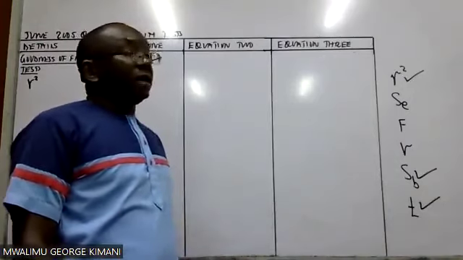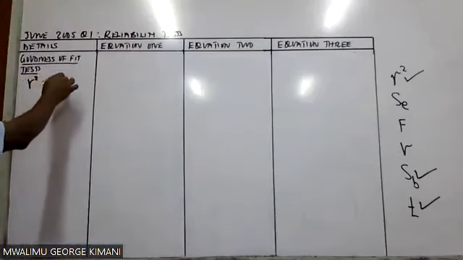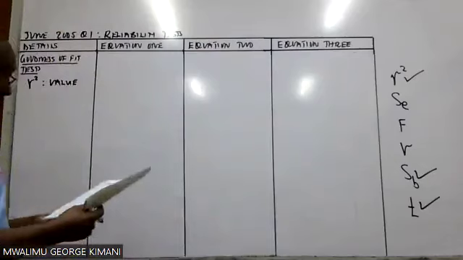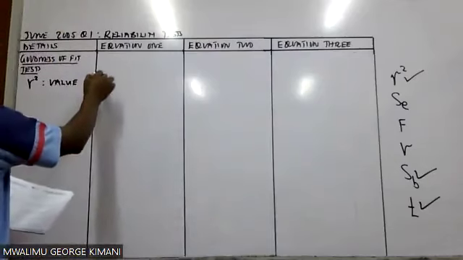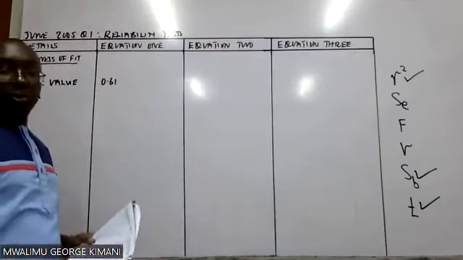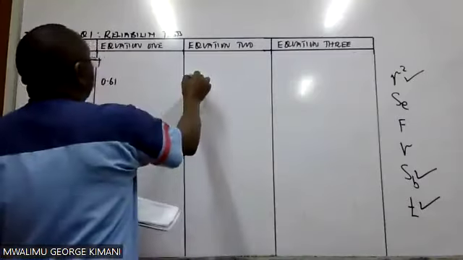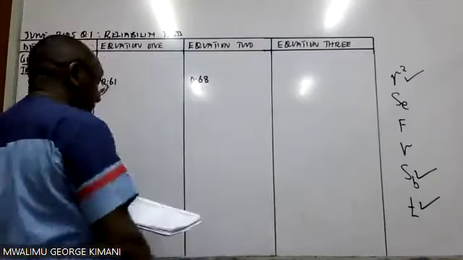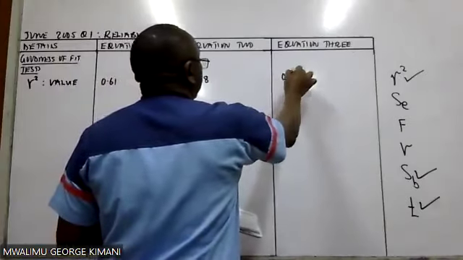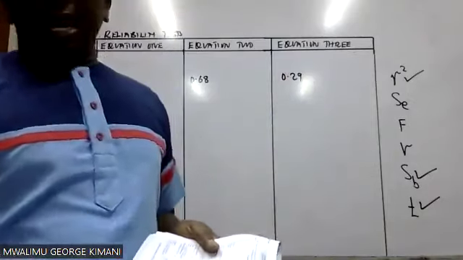So R square, we need first of all to know the value, what it is, or the size. Now you can see in equation 1, R square is 61% or 0.61. You can either write it as a decimal or you can write it as a percent. In equation 2, it is 0.68 or 68%. Equation 3, it is 29% or 0.29. Then after you have known that, what next?